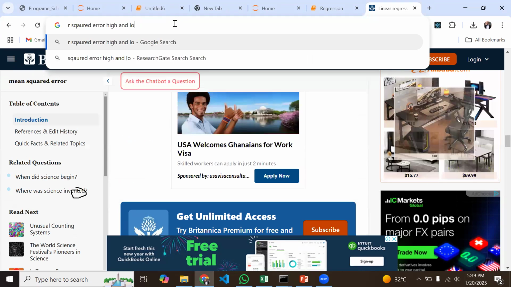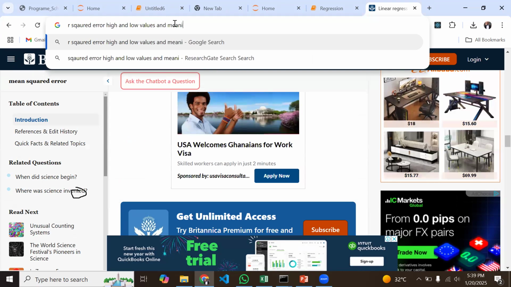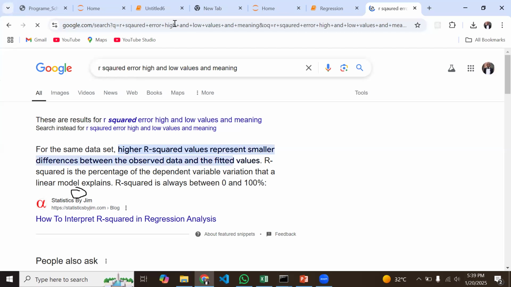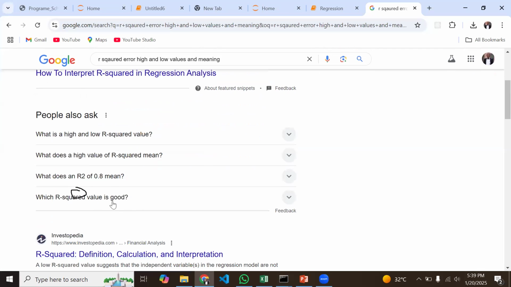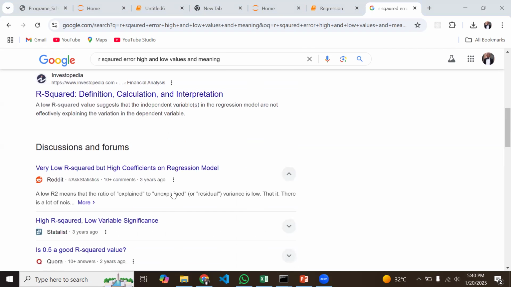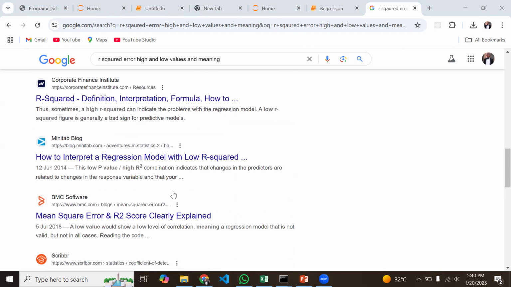R squared, high and low values and meaning. Okay, so it says for the same data set, a high R squared value represents smaller difference between the observed data and the fitted values. Now the R square is a percentage of dependent variables. Okay, so over here, right? Let's see some other detailed explanations to whatever things we are looking for in here.